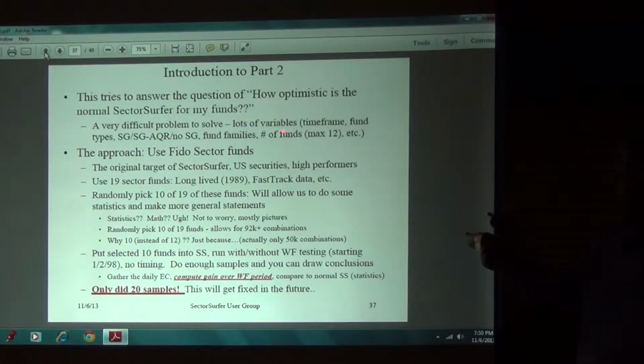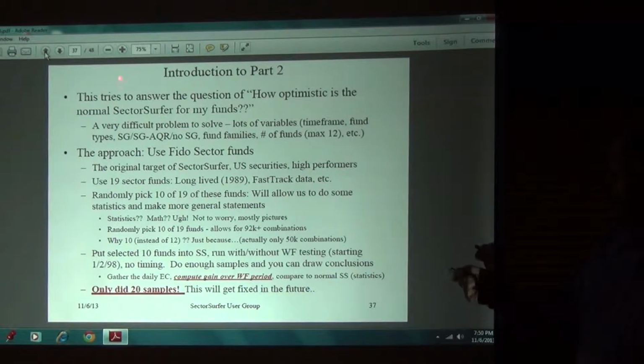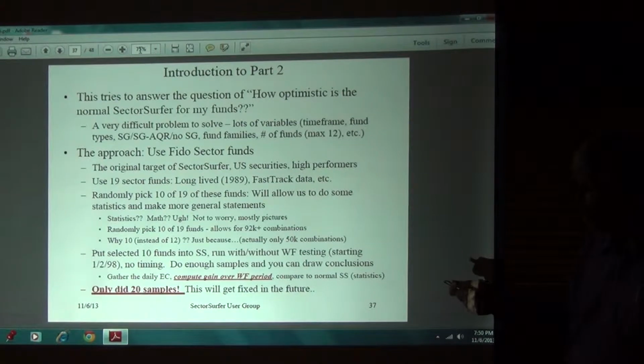Right. So it's basically, this is a very difficult problem to solve, as I just said a minute ago. Which fund families, how many, which one do you pick? What do I turn on? Do I do timing? Do I not do timing? Etc. Right? So what I'm attempting to do here is I'm using the Fidelity Sector funds, which is what SectorSurfer was essentially built to look at.